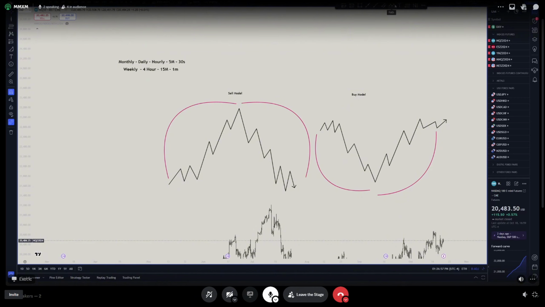So what this is basically saying is that from a monthly PD array, for example, a monthly fair value gap, you're going to see a daily sell model or buy model, right?